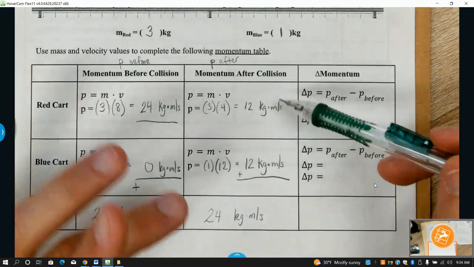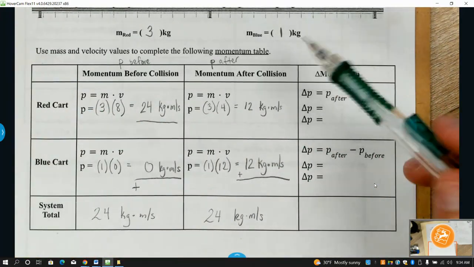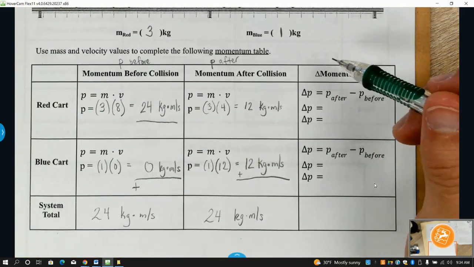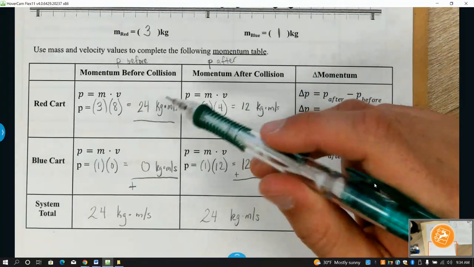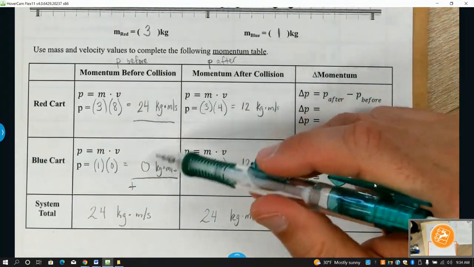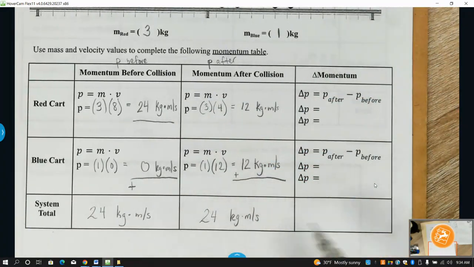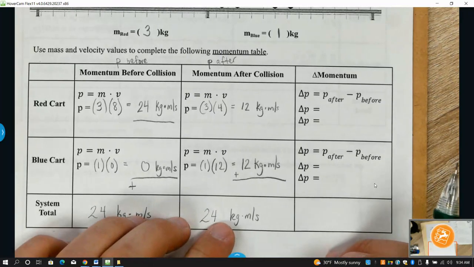Now, one car may have more momentum than the other. So this one now has less than what it started with, and this one has more than what it started with. But at the end of the day, they're both going to have the same total value.